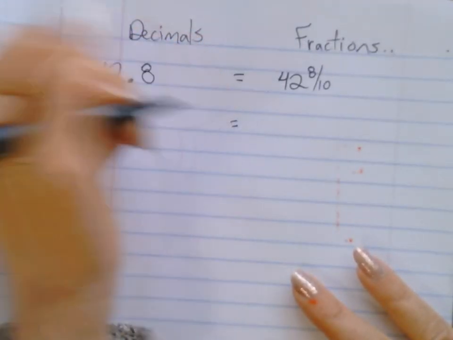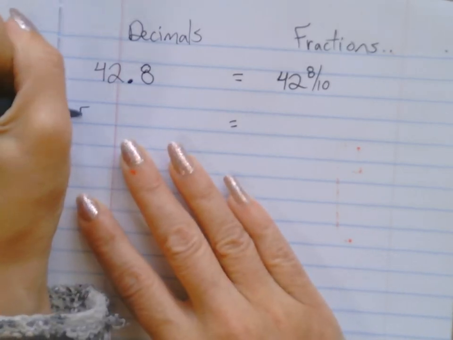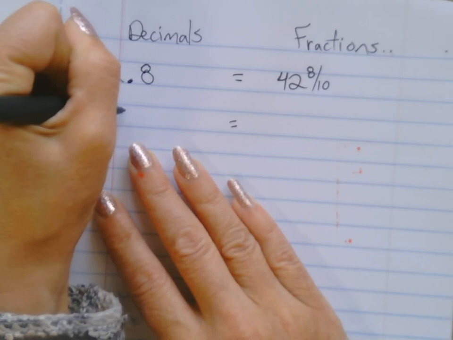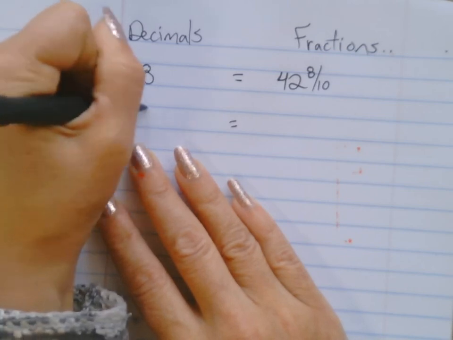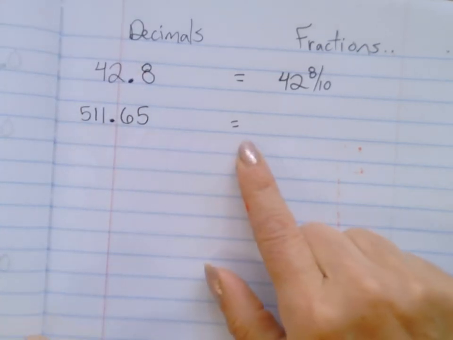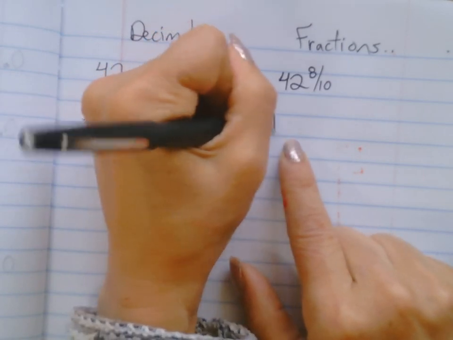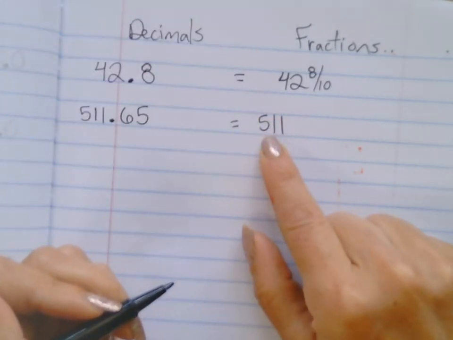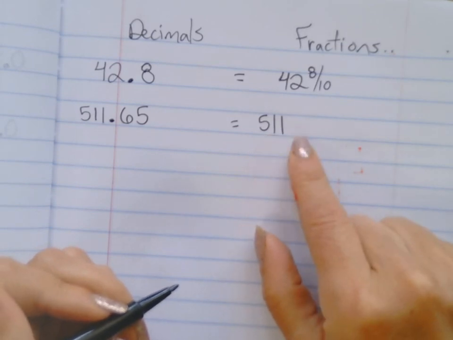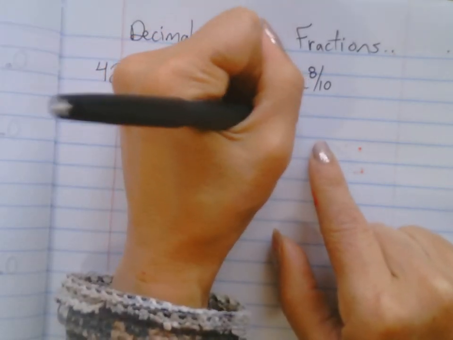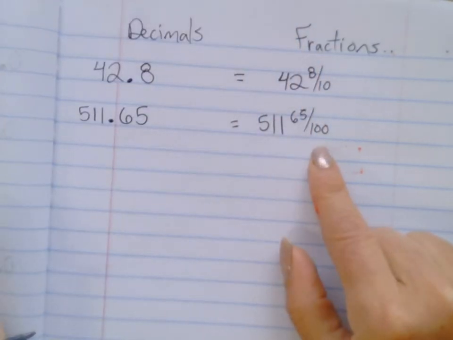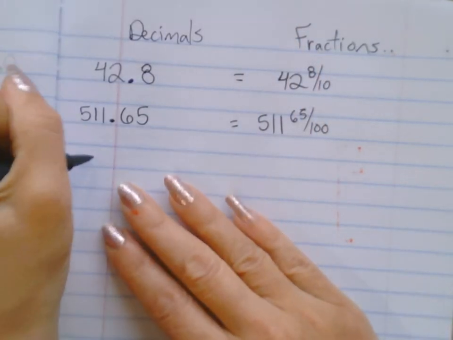Okay, now if we did, let's do 511 and 65/100. So 511 can stand alone, right? It is a whole number. 65/100, though, is what I need to put into fraction form. Okay, let's do one more.